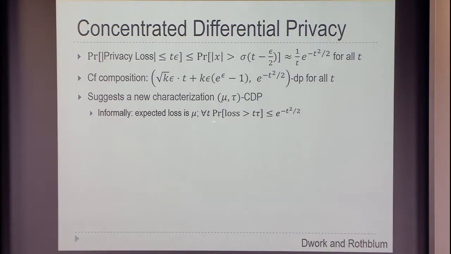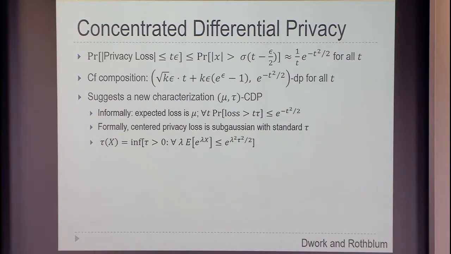The probability that your privacy loss is more than t taus away is bounded by e to the minus t squared. Formally, the way we characterize it is by saying that when we subtract away the expected loss, what we are left with is what's called a sub-Gaussian random variable with standard deviation tau. The existence of a tau that satisfies this for the moment generating function is what defines a sub-Gaussian random variable.